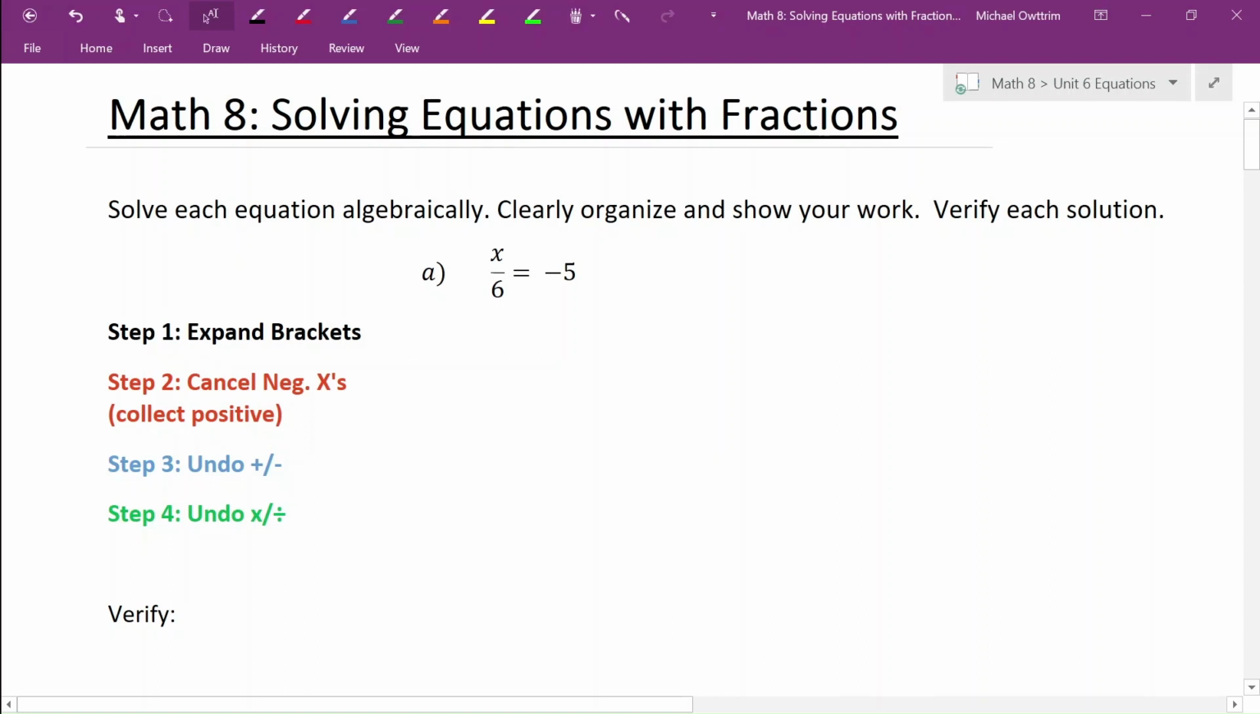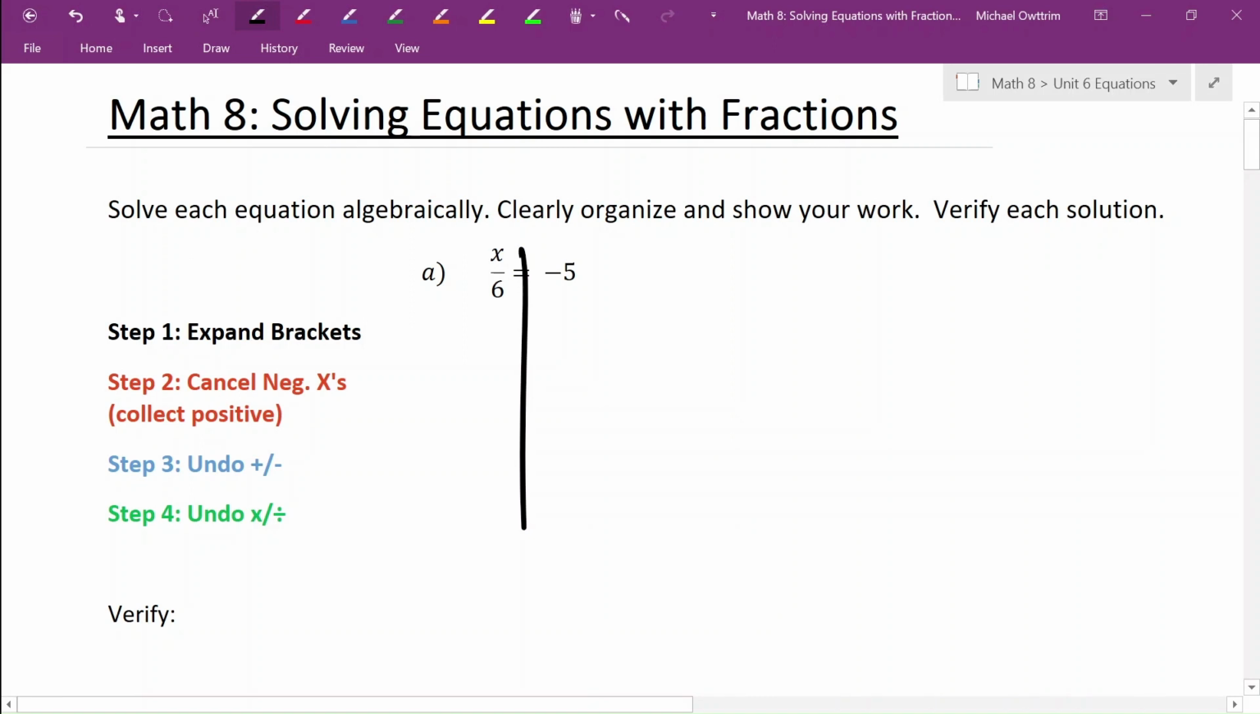Hello class, today we're taking a look at equations with fractions in them, and we know in grade 8 that there are 4 general steps that we can follow when we are solving an equation. First one is to expand any brackets, second step is to collect the x's so they are positive, third step is to undo addition or subtraction to x, and fourth step is to undo multiplication or division to x. And of course any of these steps that we don't need in a particular question we'll just skip.